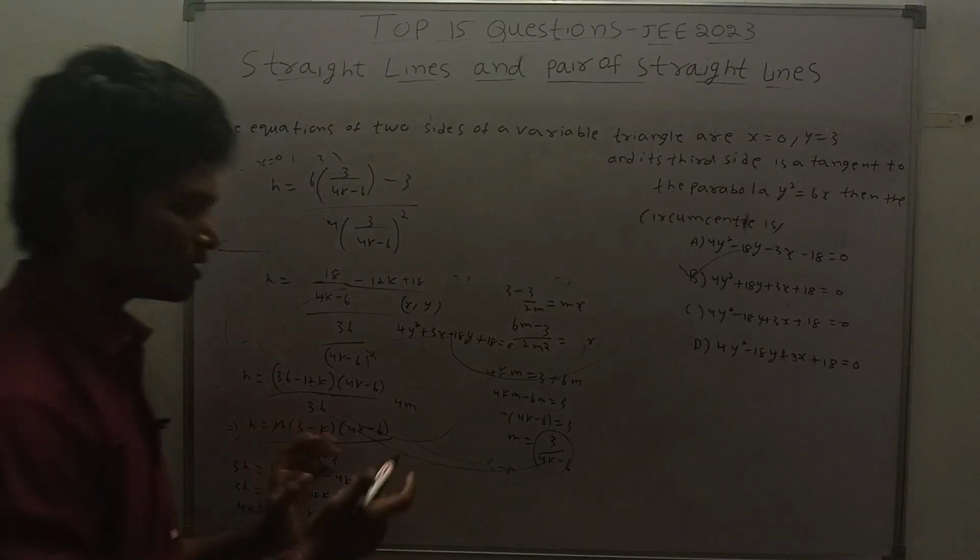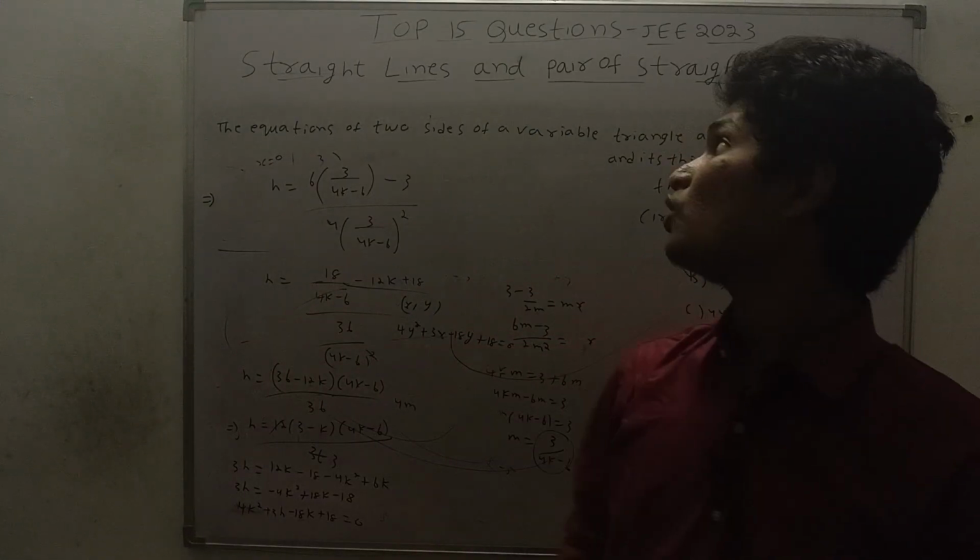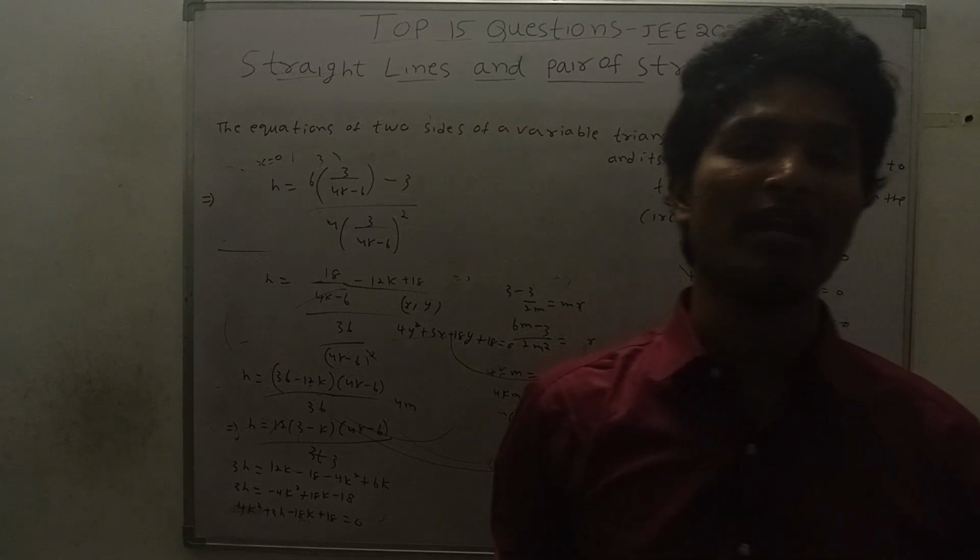So basically you have to solve like this. So the 15 questions are completed in the top 15 question series of straight lines and pair of straight lines.